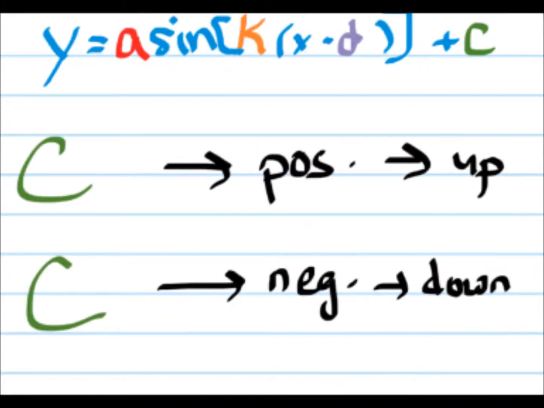This tells you if you should move the graph up or down. So if c is positive, then the graph will be moved up that many units. And if c is negative, then the graph will move down that many units.